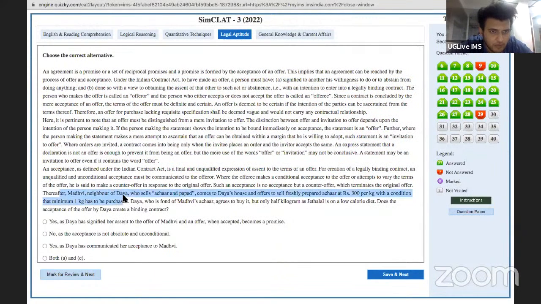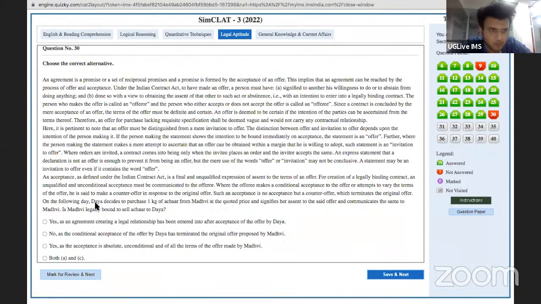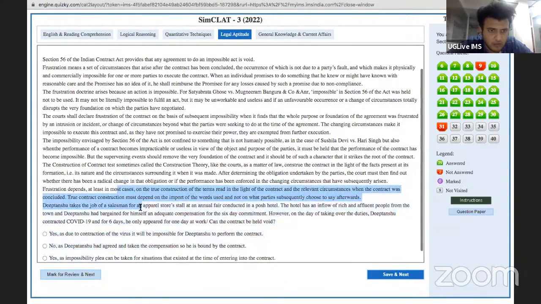Madhvi, neighbor of Daya, who sells achar and papad, comes to Daya's house and offers to sell achar with the condition that a minimum of one kg must be purchased. Daya is fond of Madhvi and agrees to buy it, but only half a kilogram is on offer. The minimum offer does not create a binding contract, as it is not absolute and unconditional. Following this, Daya resolves to purchase one kg from Madhvi at the quoted price, signifies assent to the said offer and communicates the same to Madhvi. Is Madhvi legally bound to sell achar to Daya? This is separate, yes, a separate offer was needed for that. Okay, let's go on. What is next?